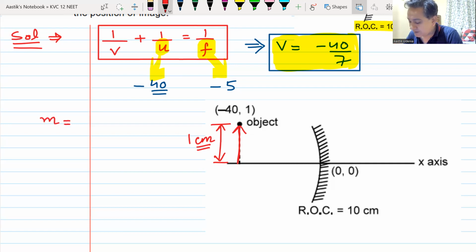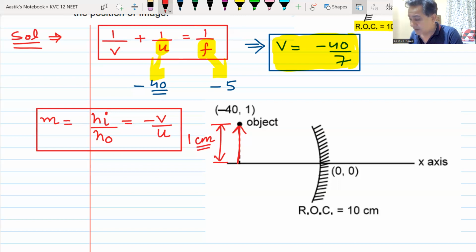To get the height of the image, magnification is height of the image divided by height of the object. We remember this? Yes, sir, I remember. That is simply equal to minus V by U. You have already calculated the value of V. You already know the value of U. You already know the value of HO. Can you find out again with your own hands and tell me what is the height of the image? As soon as you get the height of the image, my dear friend, the answer is in your hands. Can you get me the height of the image from here?